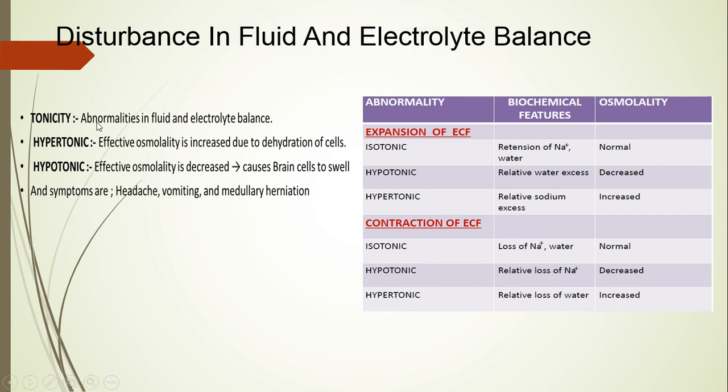Tonicity, when there is abnormal amount of fluid and electrolyte imbalance, we can say. Hypertonic situation, when there is dehydration of the cell due to the increased osmolality. And hypotonic, when there is decreased osmolality. And we will discuss in the next slide about these conditions and their effect on the body.